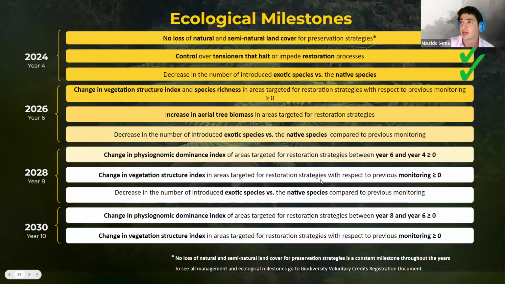And in terms of ecological milestones, we've also met already all the milestones that we were supposed to meet in 2024. So: no loss of natural and semi-natural land covers for preservation strategies, control over tensioners that impede restoration processes, decrease in the number of introduced exotic species versus native species, and change in the vegetation structure. We haven't accomplished that last one yet. So we are still working on these milestones in order for the next tranche of credits to be released into the market.